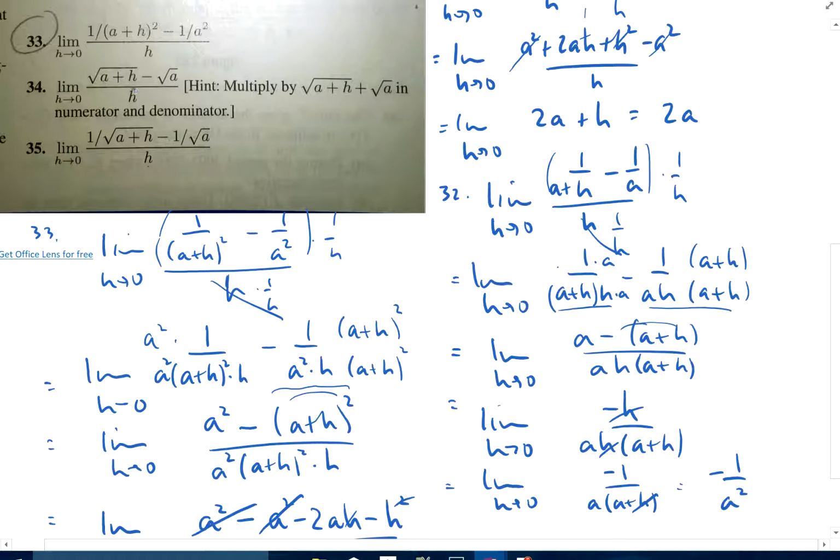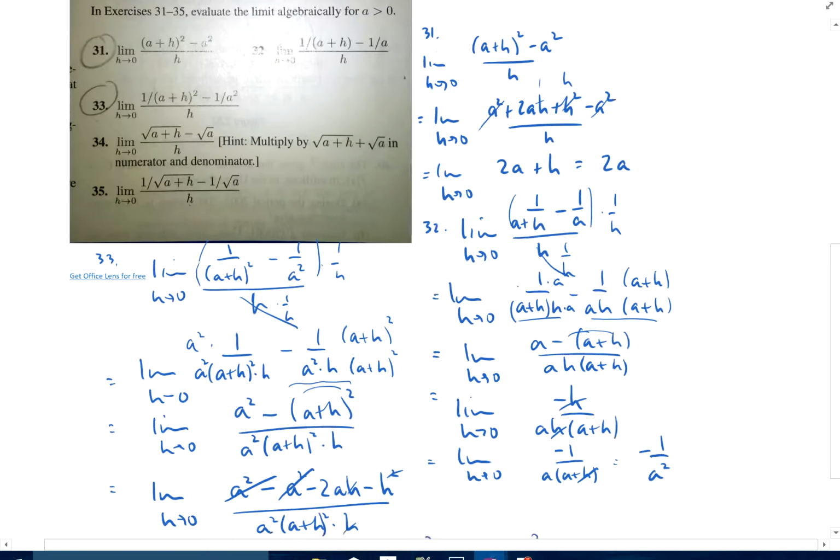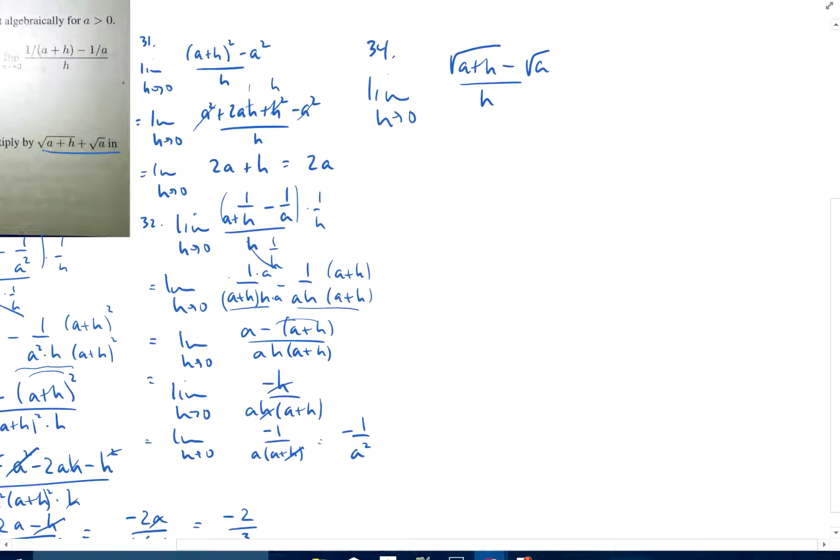And 34 is that guy. So I'm going to actually make this smaller so I can squeeze it on here. I hope that's still easy to read unless you're watching it on a phone or something. 34, limit as h approaches 0 of square root of a plus h minus square root of a over h. And again, if I plug 0 into the denominator, I get 0, so I got to do some algebraic simplification. And they gave us a hint. So let's look at that and see what that means.